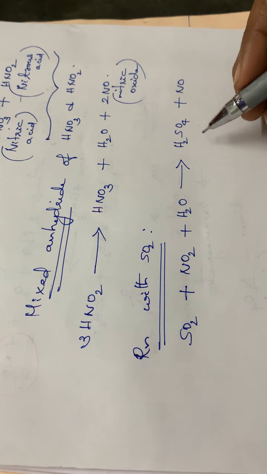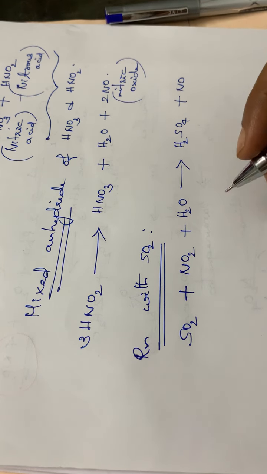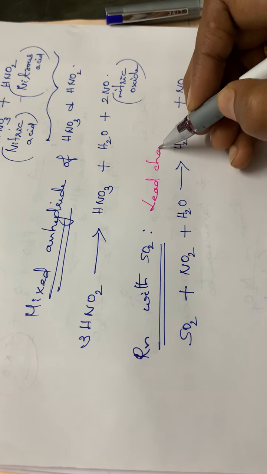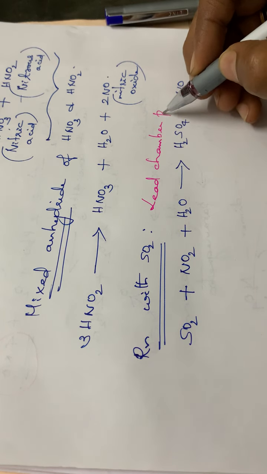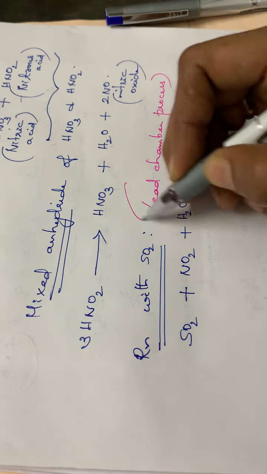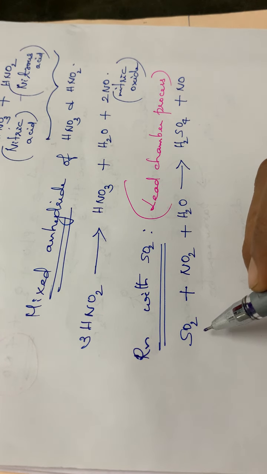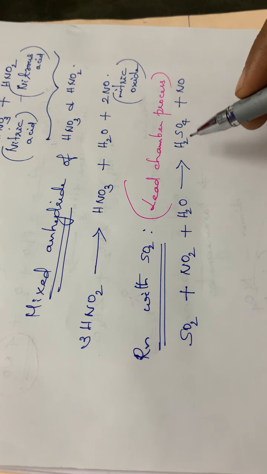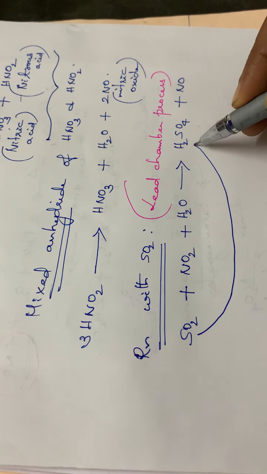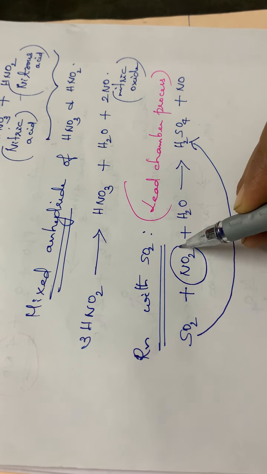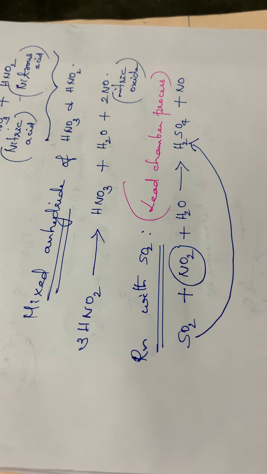I hope you know this reaction. This is the lead chamber process used in the manufacture of sulfuric acid, isn't it? Lead chamber process, which is used in the manufacture of sulfuric acid. So here sulfur dioxide is converted to sulfuric acid, and here this NO2 will be acting as the oxidizing agent.